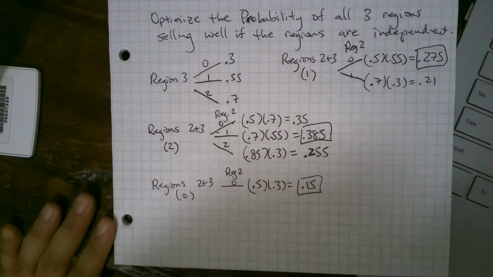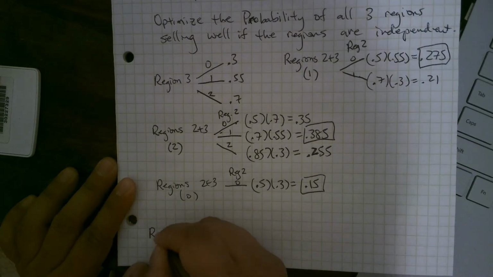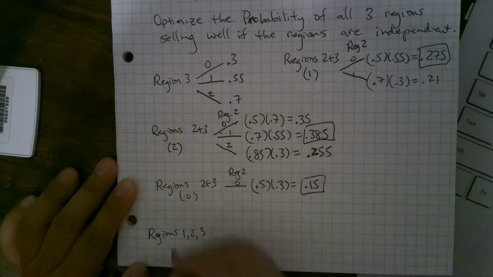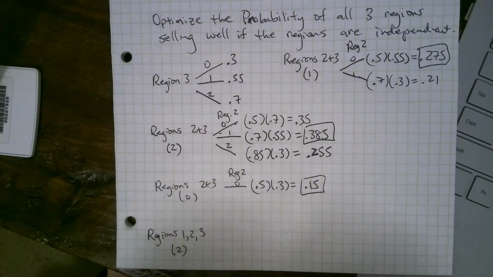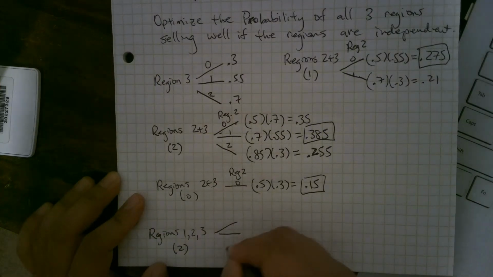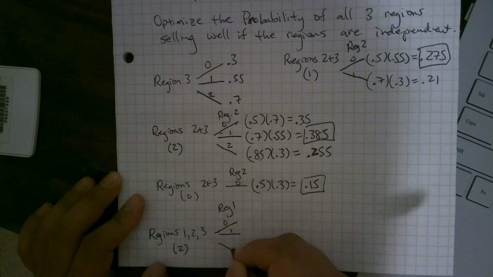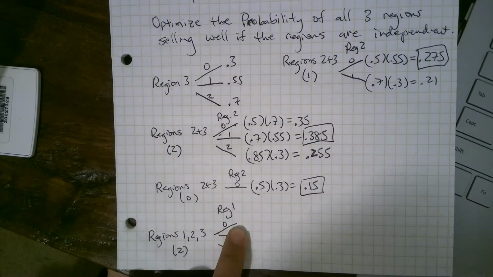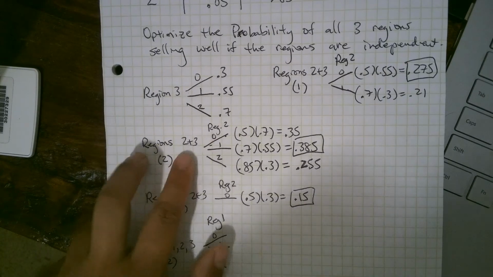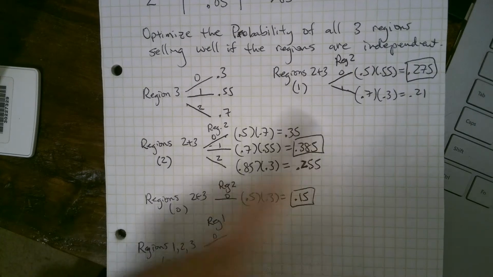Now I'm ready to look at all 3 regions together. Regions 1, 2, and 3. And I will be using all 2 of my reps. There's no reason not to use all of them. I have all the regions now. And then I'm going to look at the cases for region 1. So I can dispatch 0, 1, or 2 to region 1. If I dispatch 0 reps to region 1, I have 2 reps to use on regions 2 and 3. I'm going to use both of them. The best I can do is 0.385.